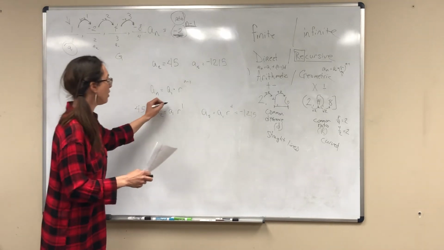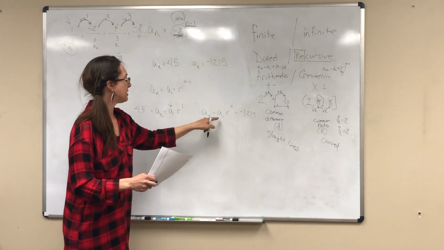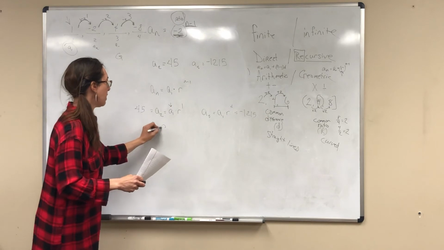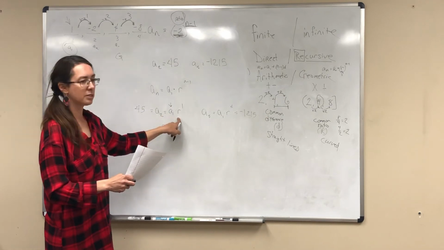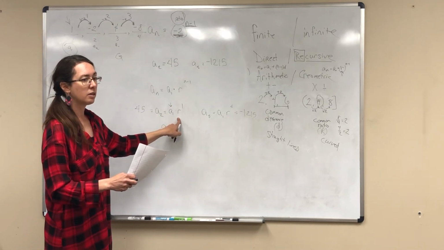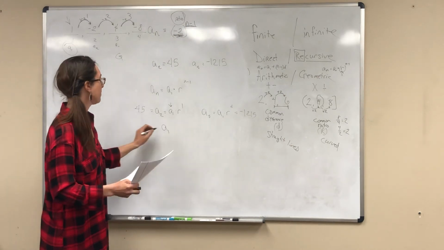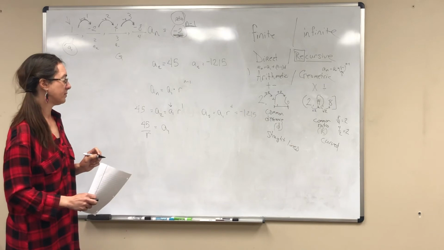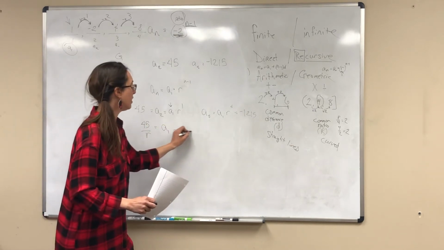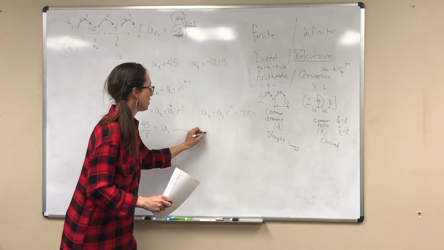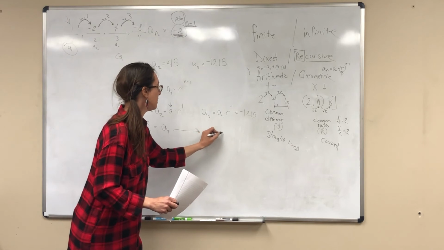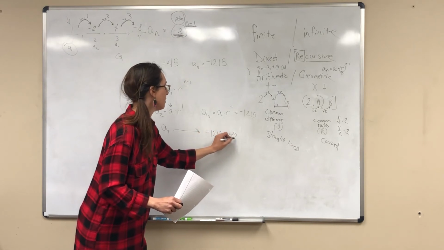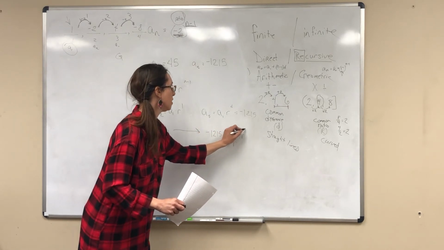It's going to be easier to solve for a_1. Because r to the 1 is simply r, a_1 is equal to 45 divided by r. So I'm going to plug that in over here. I have negative 12/15 is equal to 45 over r times r to the 4th.